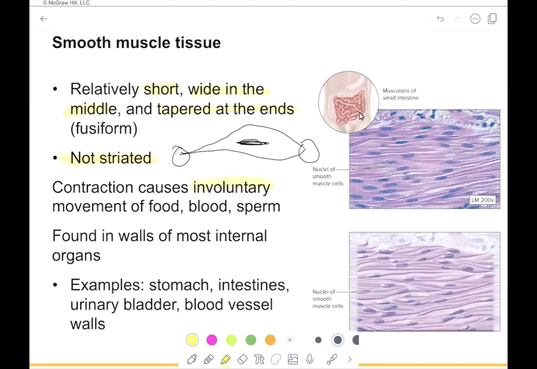So when it contracts, it moves things like food through the GI tract. It moves blood through the cardiovascular system, and finally sperm through the reproductive system. So like the vas deferens, the epididymis, for example, in the male reproductive system have smooth muscle. And it's in the walls of most internal organs, like the stomach, intestines, bladder, and the blood vessel walls.